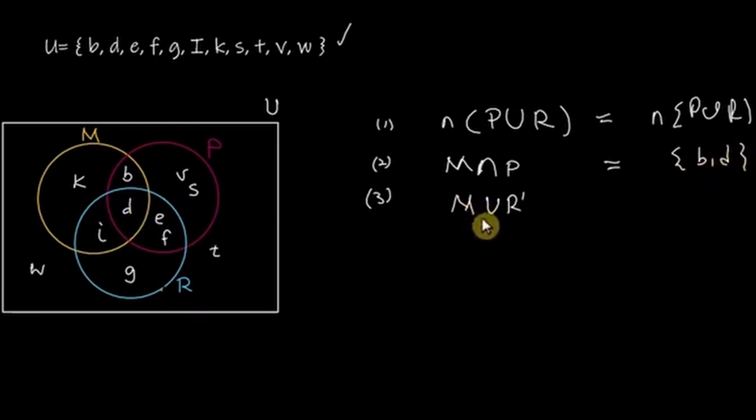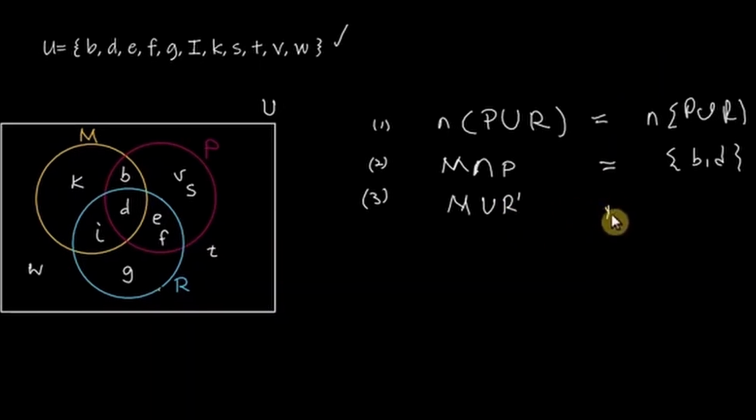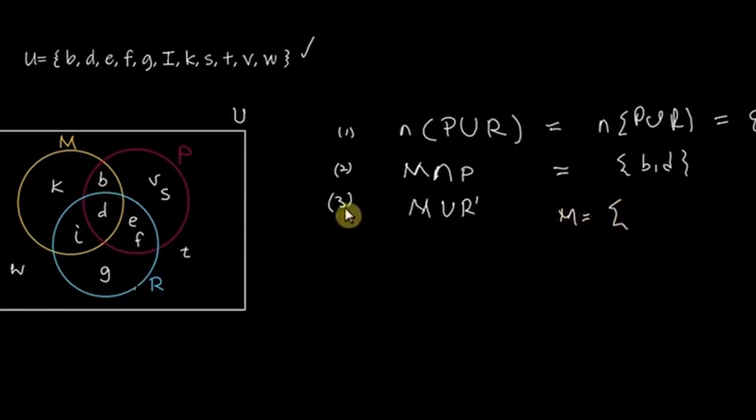Finally, we're asked to show the elements in the set M union R complement. The first thing I would like to do is recognize what the set M is and write that down. So M is equal to all the elements in M. So it's K, B, D, and I.